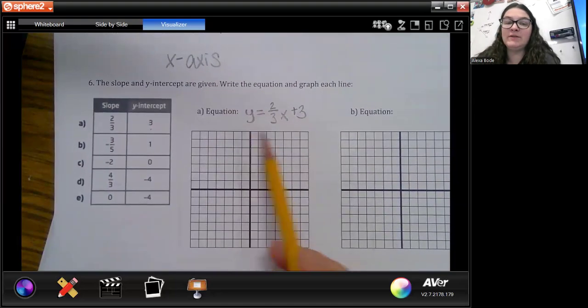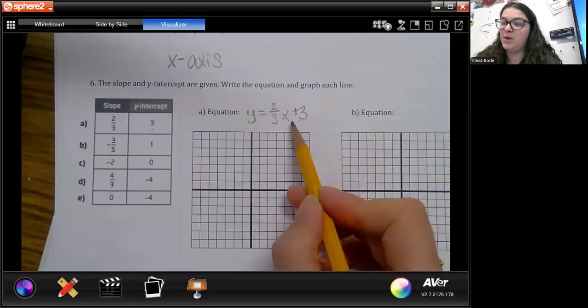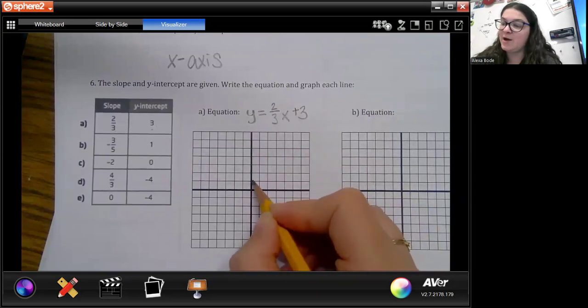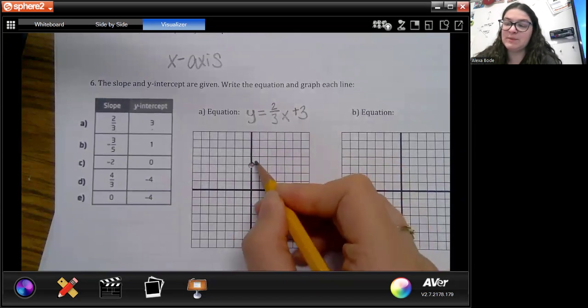So when you are given the equation and you have to draw the graph, again, you start with your y-intercept. So my y-intercept is 3. That means my line is going to cross the y-axis at 1, 2, 3. This plus 3 means there's going to be a point right here.